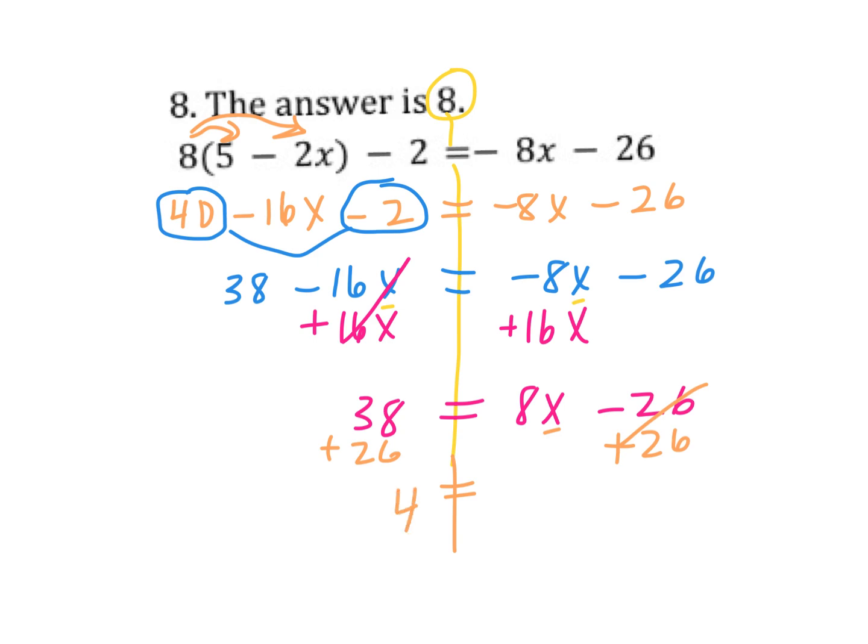And that gives us 64. And then in the last step, I'm going to divide both sides by 8. And 64 divided by 8 is 8. So x equals 8, which is what we were going for.